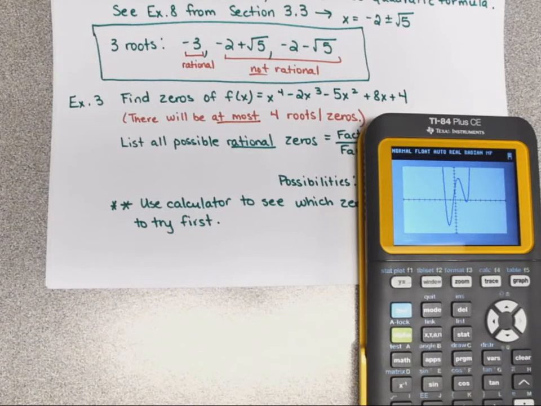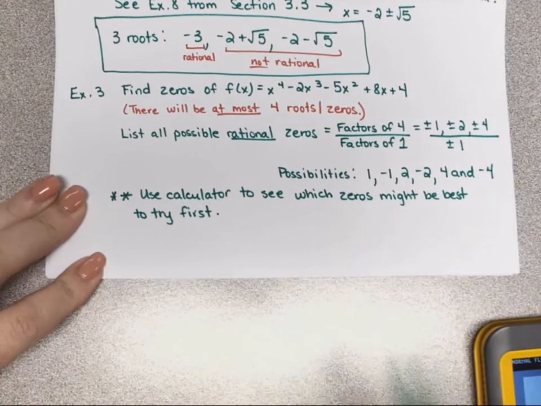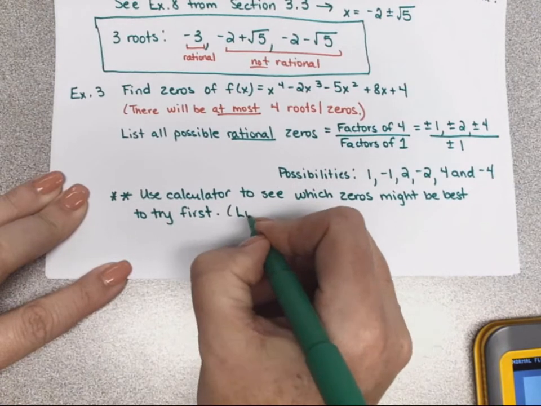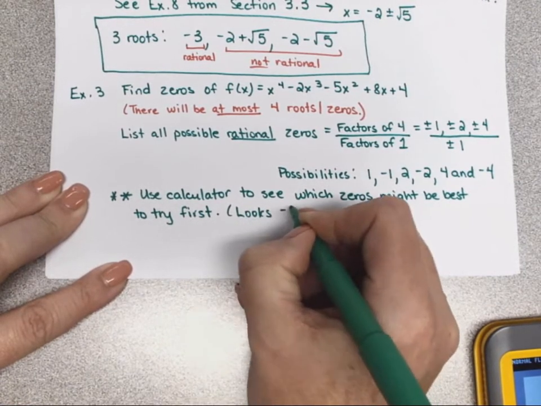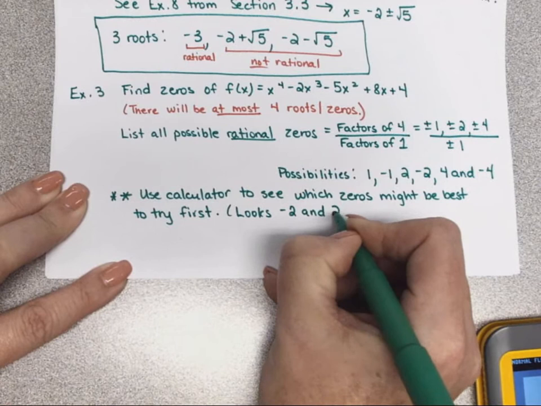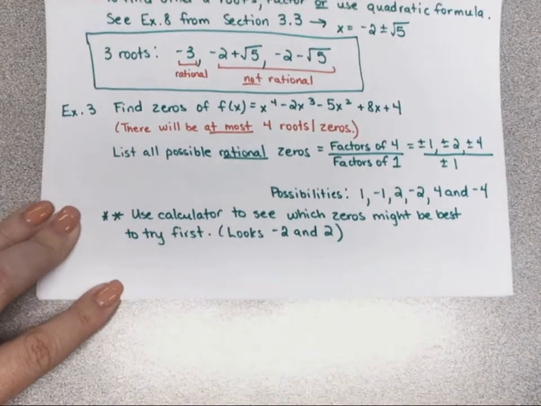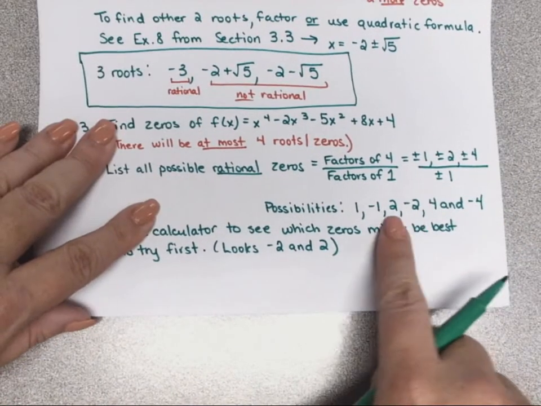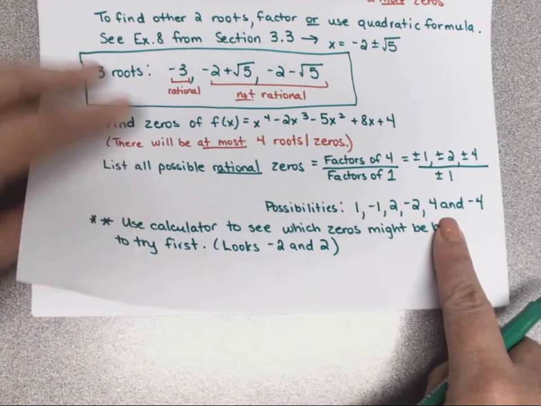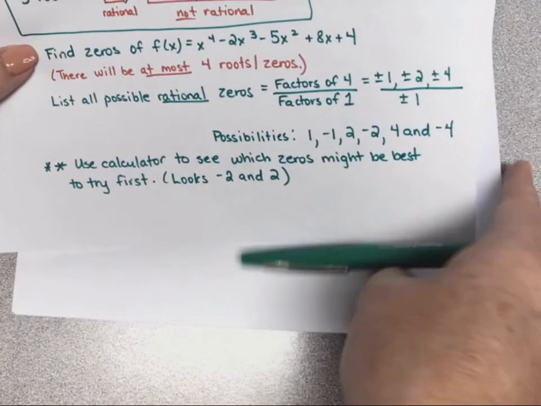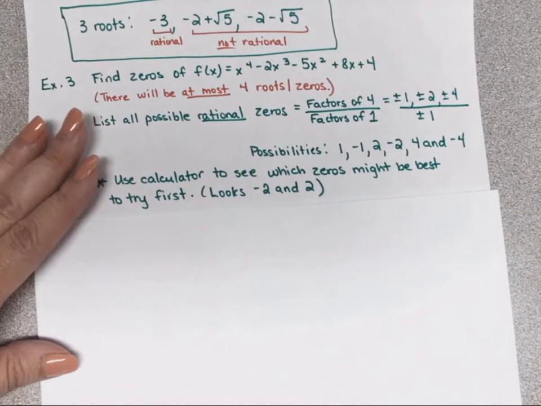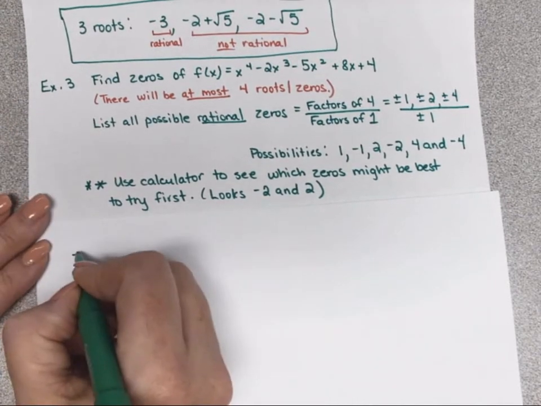So by the way, how many answers are we going to have just by looking at this? How many times does it cross? 1, 2, 3, 4, right? We just want to pick the nice ones first, right? We want to make it easy on ourselves, okay? So when you look at the calculator, it looks like -2 and 2 might be good. Okay, so that's where we're going to start. Rather than spinning our wheels and trying all 6 of these, we're going to hone in on the ones we really feel like are going to work. So it doesn't matter which one you try first, so let's try -2 first.